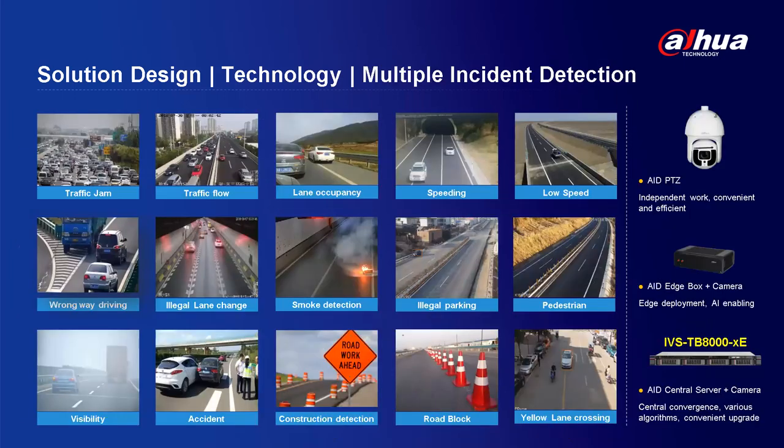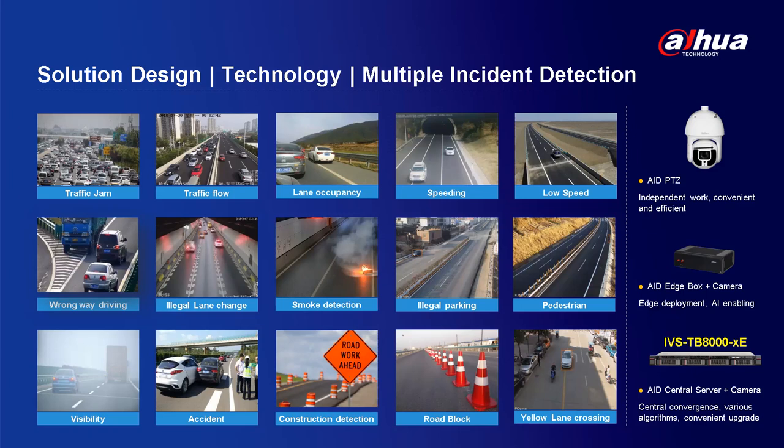Then we have multiple incident detection. Incidents like traffic jam, traffic flow, occupying the wrong lane, overspeeding and underspeeding, of course, then driving the wrong way. If you're changing lanes illegally where you're not allowed, if there is smoke, if there's illegal parking, if we have pedestrians crossing where they're not allowed to cross, then also when we have poor visibility, we send alarms so that we keep checking. Then when we have accidents, we can check. If there's construction, we detect. If there's a roadblock, we also detect and control traffic lights.